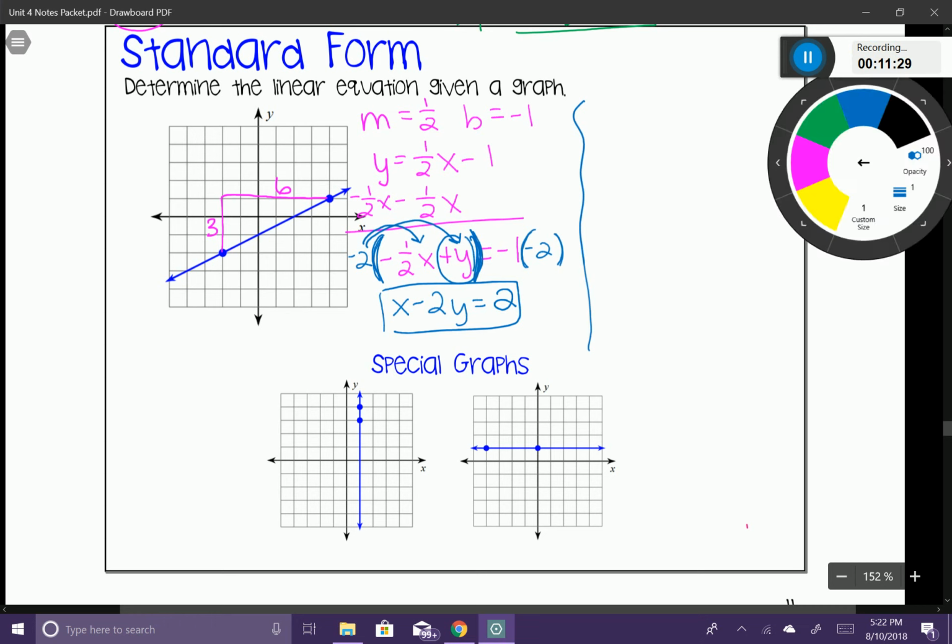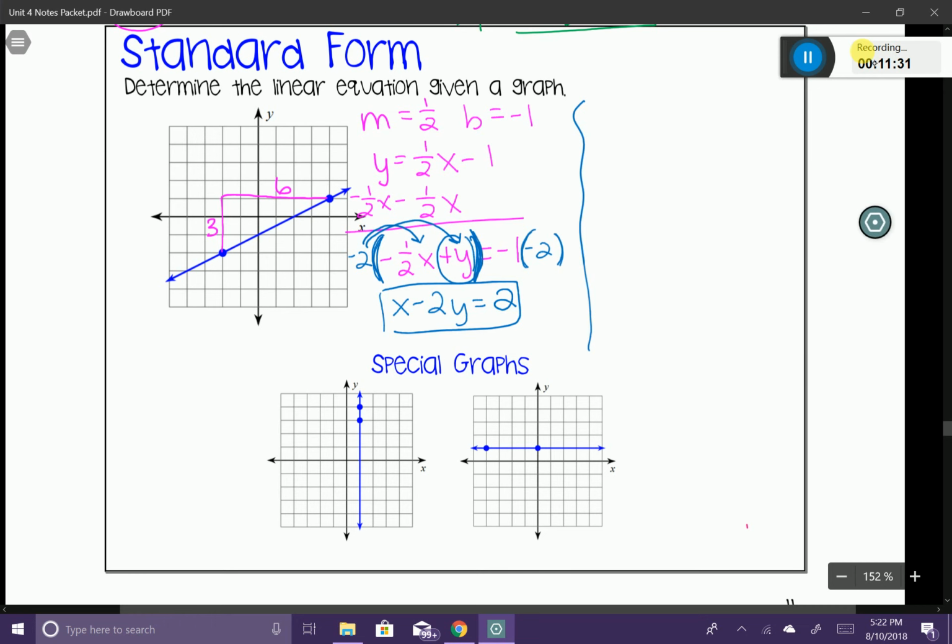Now, you probably are thinking, I know how to do it the other way because we've been doing it this way. Let's go ahead and do this in point-slope form. I'm going to go ahead and just choose one of these points. I'm going to go ahead and choose this point. So I know that my slope here is 1/2, and that coordinate is 4, 1. Okay, that's my x1 and y1. So let's go pop it into my point-slope formula. y minus 1 equals 1/2 times x minus 4. Perfect. Now, let's go ahead and distribute.